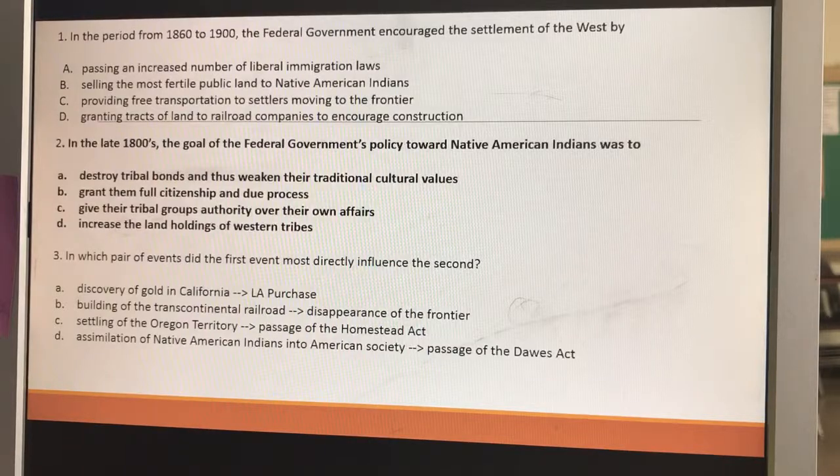Here's a few questions that we're going to go over. Number one, in the period from 1860 to 1900, the federal government encouraged the settlement of the West by A, passing an increased number of liberal immigration laws, B, selling the most fertile land to Native American Indians, C, providing free transportation to settlers moving to the frontier, D, granting tracts of land to railroad companies to encourage construction.